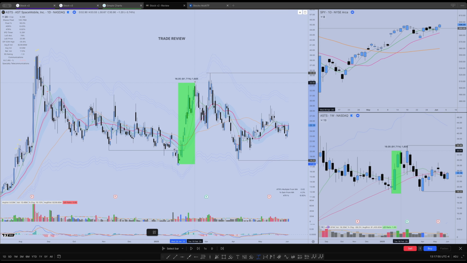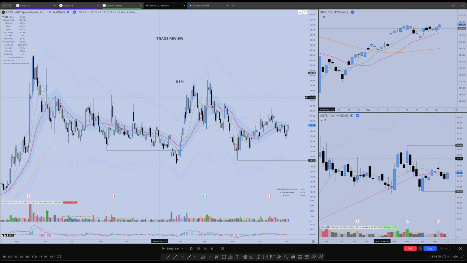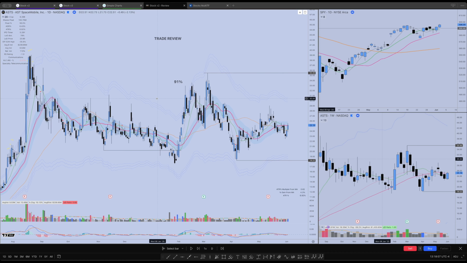But let's take this first wave here. It ran up 91%. So what does that tell me about the market? It tells me that there's buyers. People want to buy this stock. It tells me that this might be the seed move that then creates the secondary move.